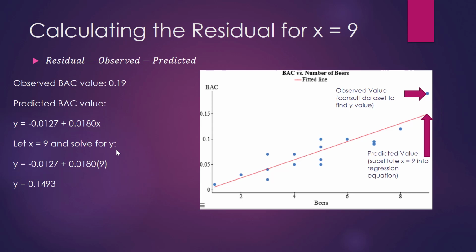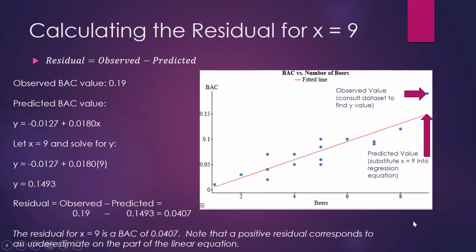So we have both our observed value and our predicted value. To find our residual, we need to plug both of those values into the equation to find the difference between the two. Again, our observed value straight from our data set was 0.19. Our predicted value, based on this calculation, was 0.1493. And when we subtract them, we find a residual of 0.0407.